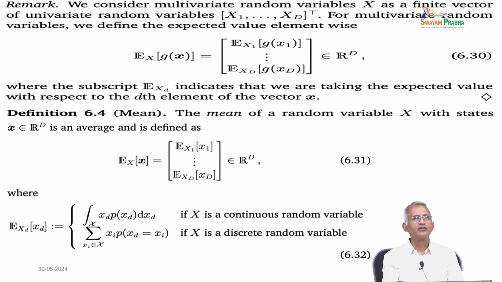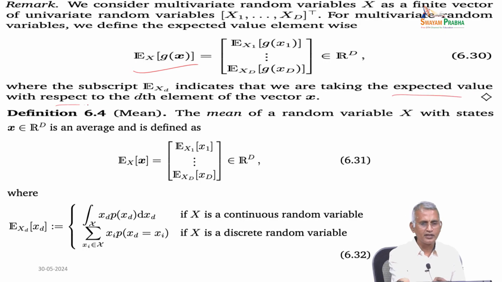Now, we have a note. Consider a multivariate random variable X as a finite vector random variable. For the multivariate random variable, we define E_X of g of X equal to E_X1 of g of x1 and so on up to E_Xd of g of xd, where x belongs to R^d, where the subscript Xd indicates that the expected value is with respect to the dth element of the vector x. So, keep it in mind, the expectation related to the d elements is given, and then the corresponding expectation we can write in terms of a matrix.